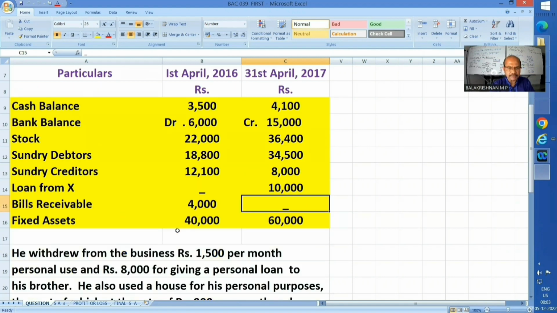Assets and liabilities: cash balance, bank balance, stocks, under debtors, under creditors. Loan from X, opening nothing, closing 10,000. Bill receivable, opening 4,000, closing nothing. Fixed assets also, 40,000 worth of fixed assets at the year end, 60,000.